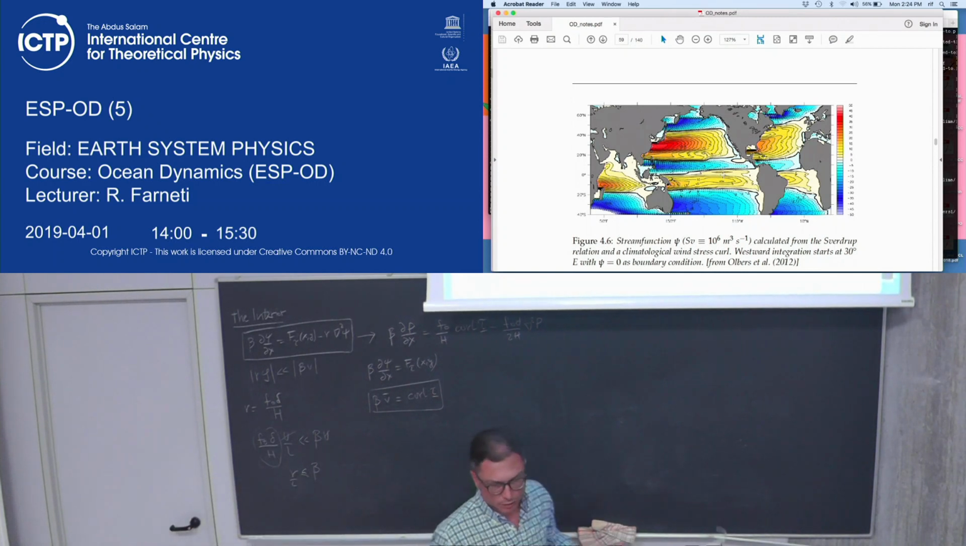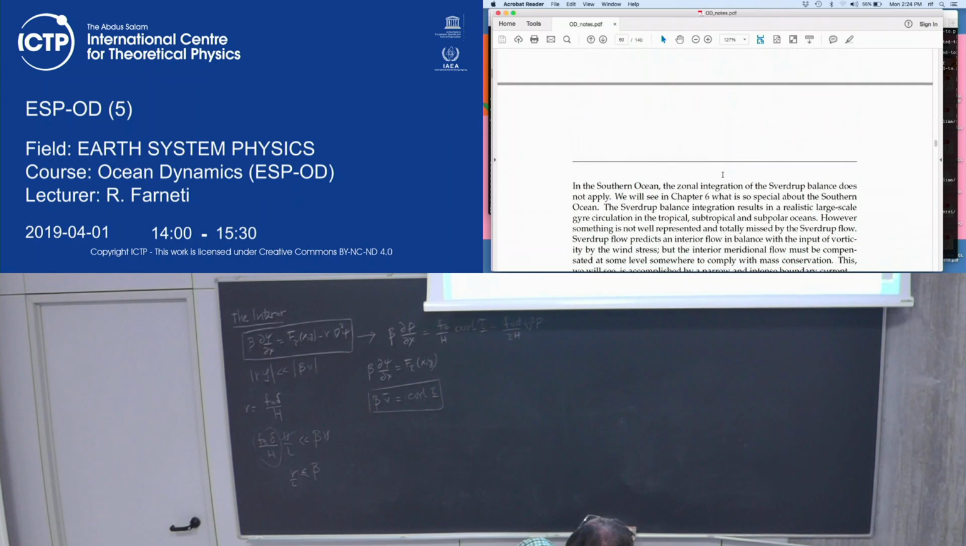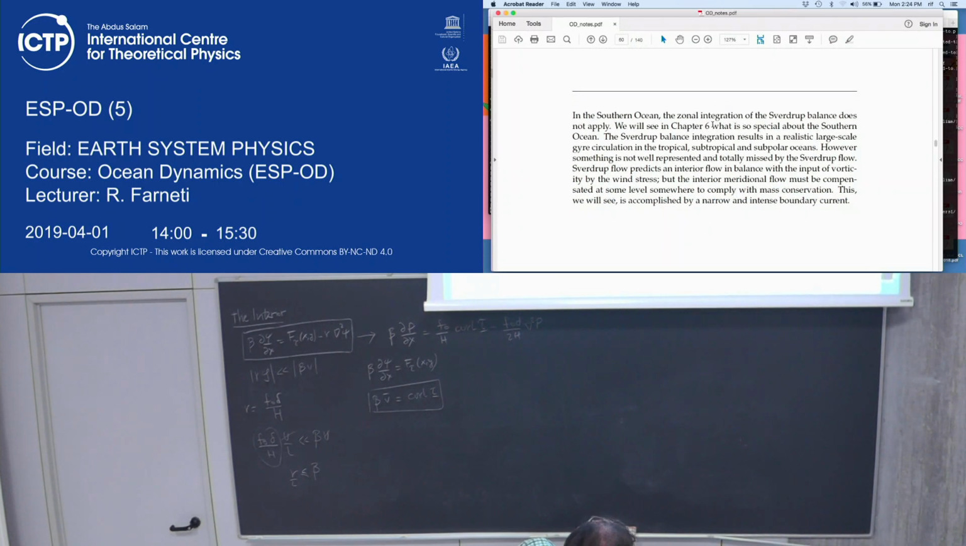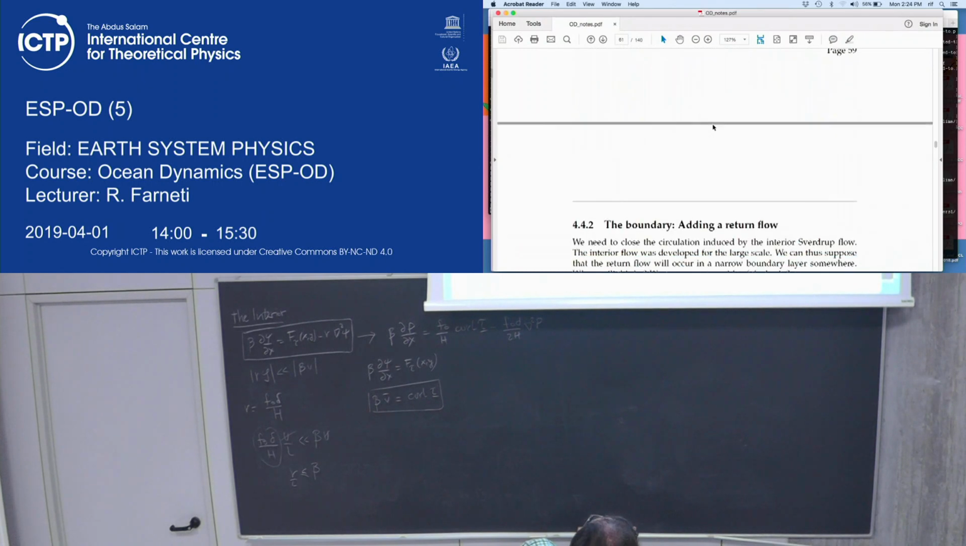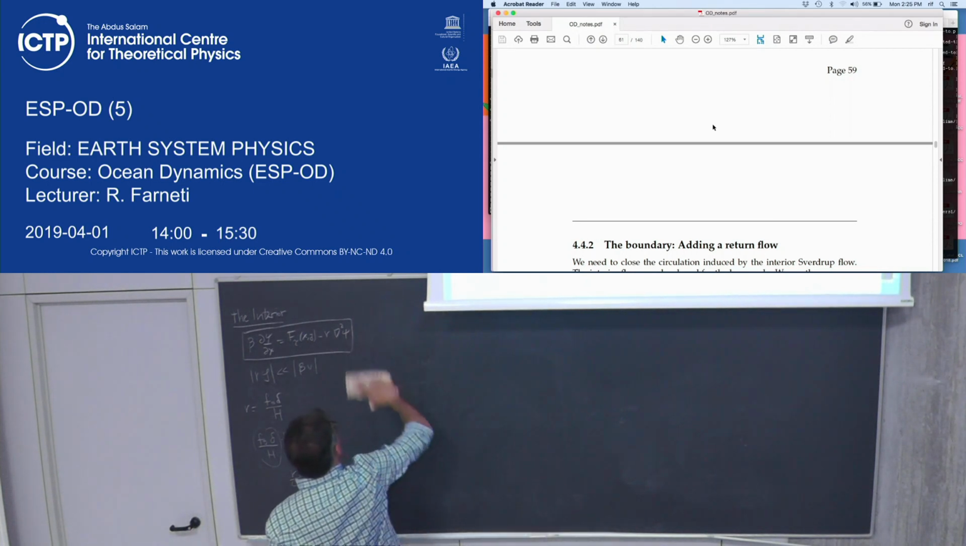So the Sverdrup balance doesn't hold in the Southern Hemisphere. Something else must be in place in order to balance the input of momentum. So Sverdrup balance is not working unless you have a boundary. Okay, there's an explanation here for that. So this is the interior, which is just in Sverdrup balance. And now we're going to look for the solution for the boundary, which is a little bit more tricky.